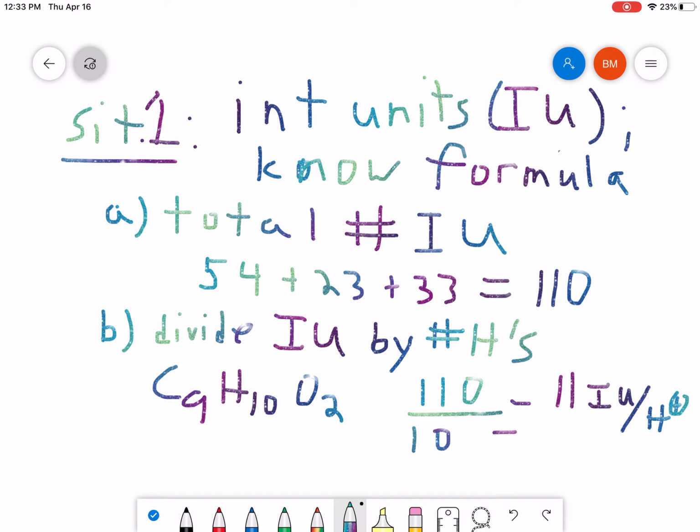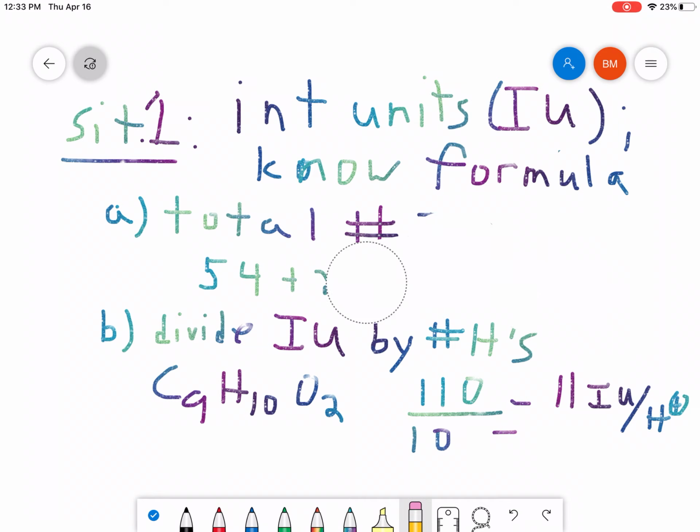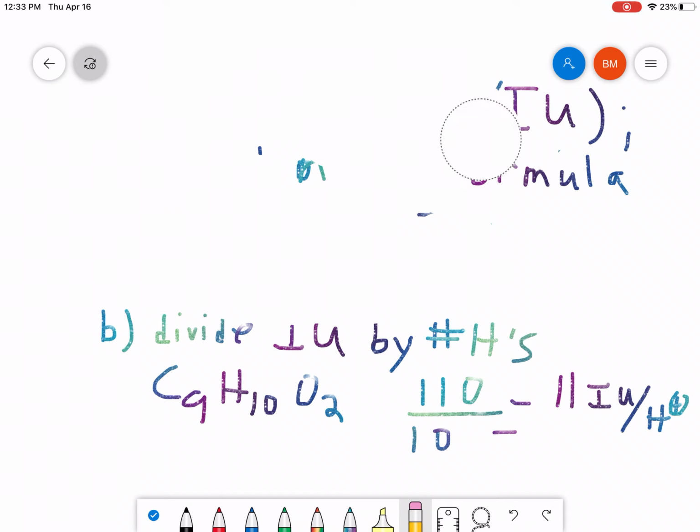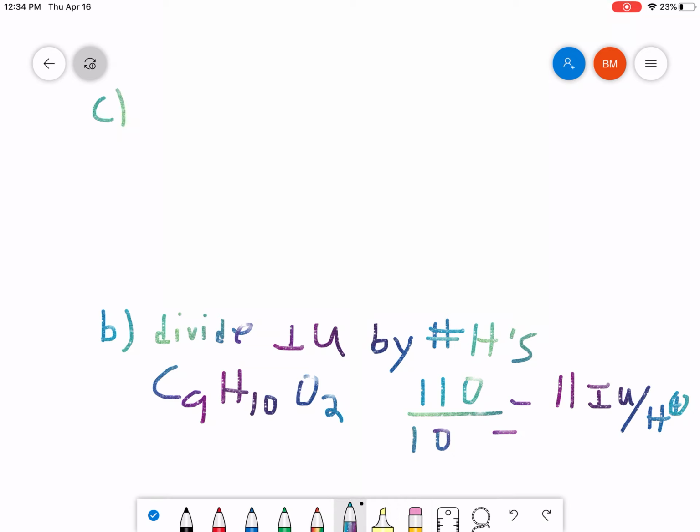I'm running out of room, so I'm going to erase at least part of this. I'll keep that part up just for reference. And then in step C, what you do is you take the number of integration units in each signal and divide it by the integration units per proton. So for signal A, we had 54 individual units. We're dividing it by 11 units per proton, and that equals 4.9.